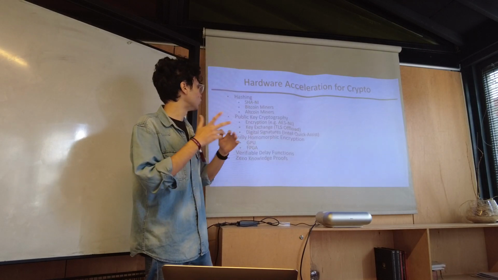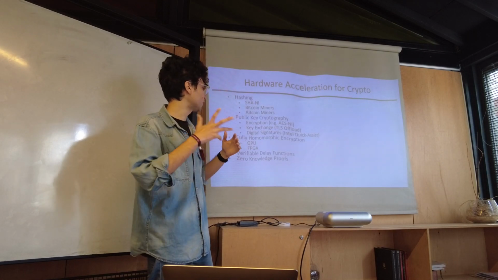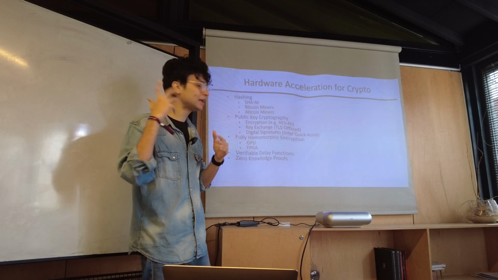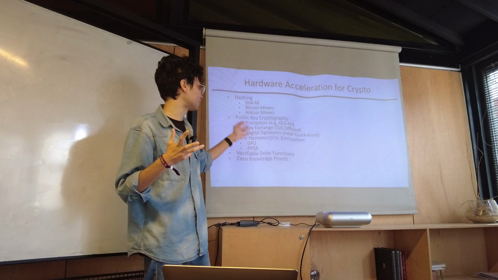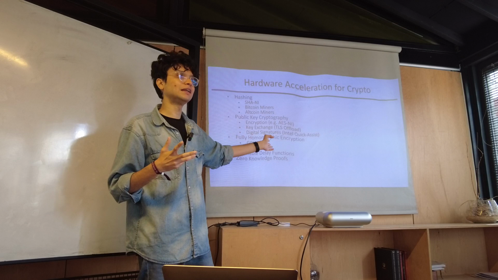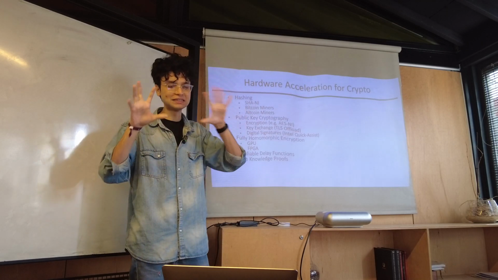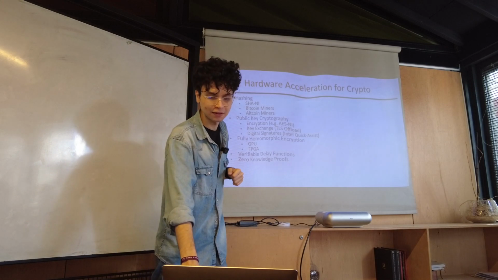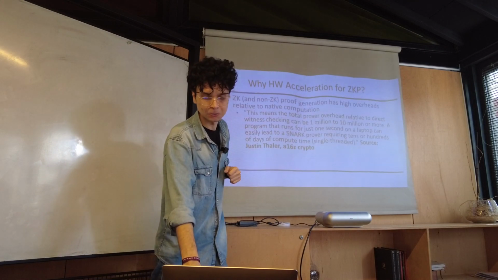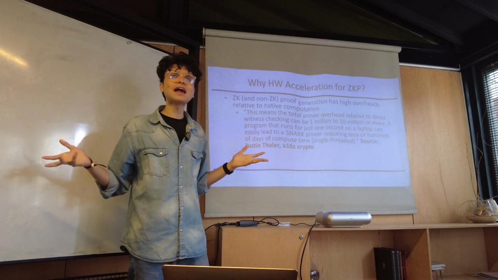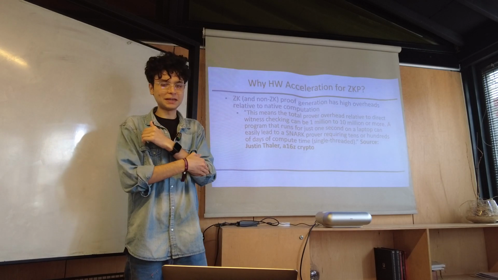But then there are these novel crypto primitives that have emerged and which will really benefit from hardware accelerators. So something like FHE, verifiable delay functions, and zero knowledge proofs. And we'll be focusing on the zero knowledge proofs part for today, right? So why do we actually care about hardware acceleration for ZK?